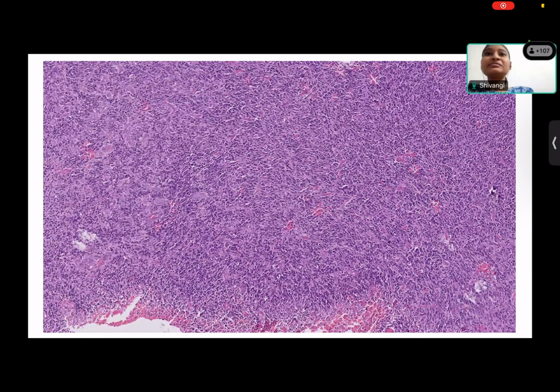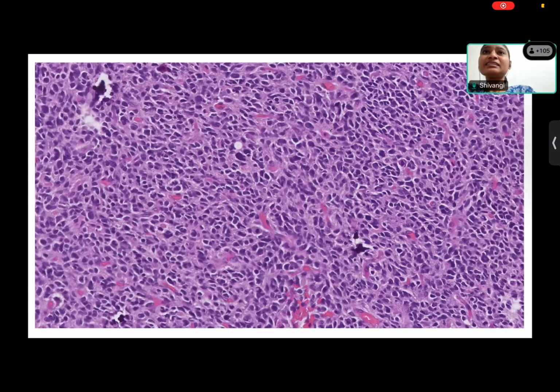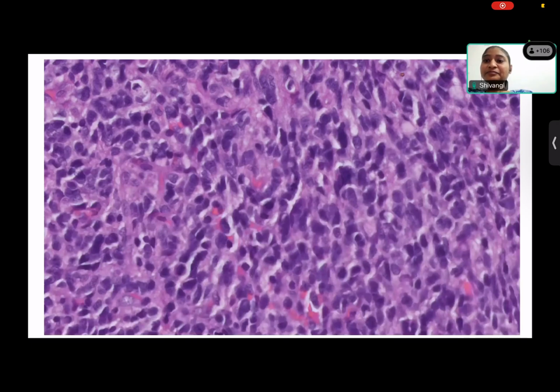Then on slightly higher magnification, we are able to see that the cells are mostly monomorphic and have a high NC ratio. Some spindle cells are also seen, and there are a few flattened vessels in between. Here we are seeing that the tumor is mitotically very active, and most of the cells are primitive cells of small round blue cell morphology, but a few cells are showing spindle morphology. We are able to see a lot of pleomorphism.